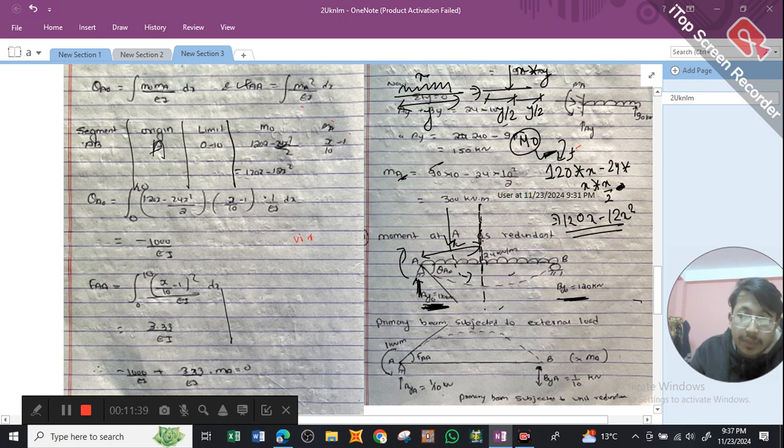24 into span x into, it will act at a distance from half the span, which is x by 2, and it's going to produce anti-clockwise moment. So 120x minus 12x square. So we have completed our calculation for M naught.